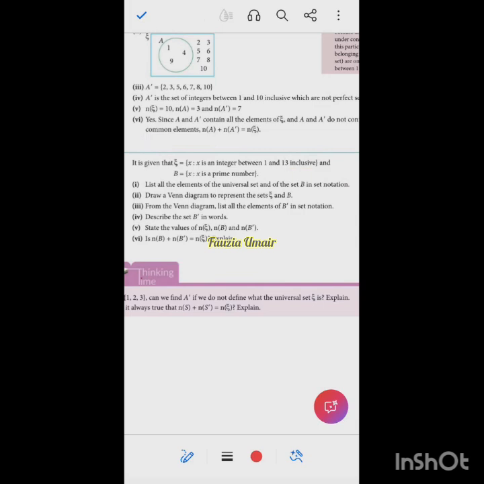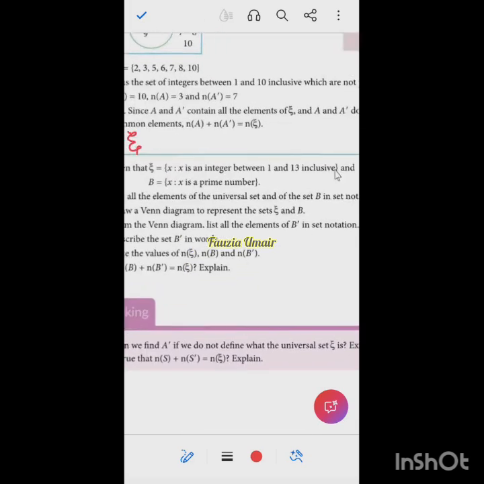It means 1 and 13 are also in the set. That's right. Inclusive means included. Okay? Exclusive means excluded. Okay? Remember this. Inclusive means that they are included in the set.